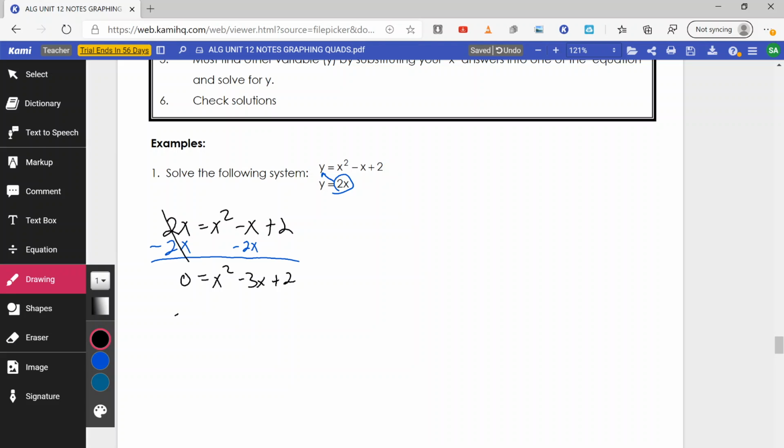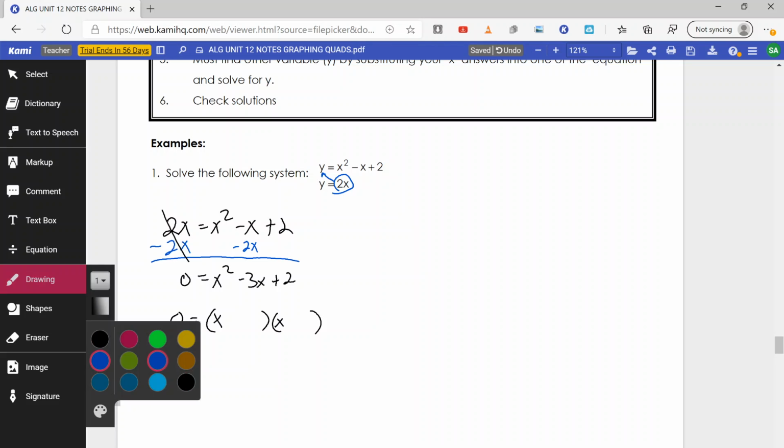So what that means is to factor, I end up with 2 sets of parentheses. And the first guy will multiply to x squared, so it's going to be x times x. X times x gives me x squared. Now the numbers I come up with have to multiply to be positive 2 and add to negative 3. Well, the only numbers that multiply to 2 are 2 times 1. So 2 times 1 gives me 2, and now I need to make sure that I get negative 3 when I add them together.